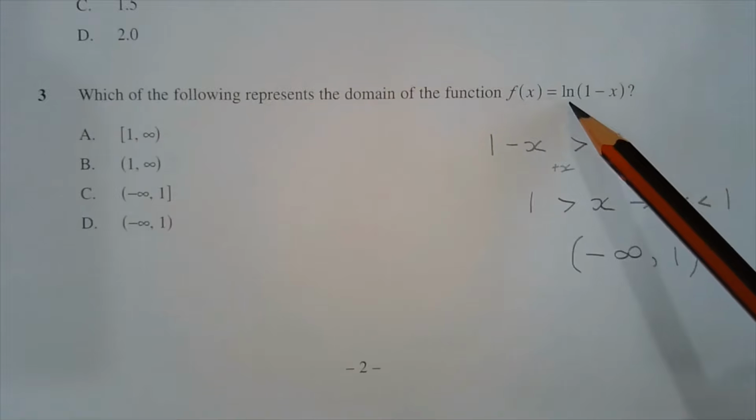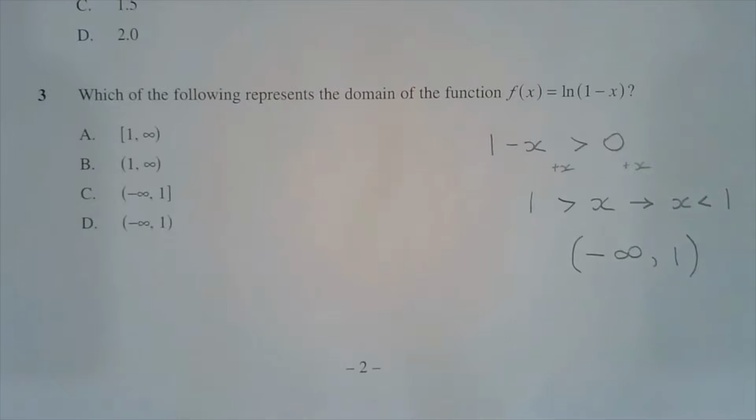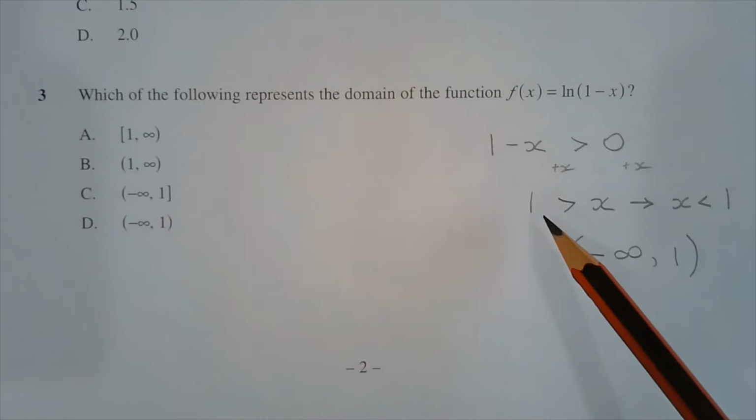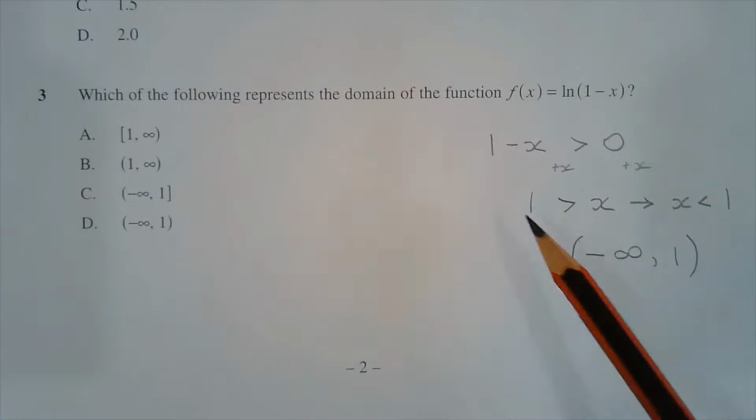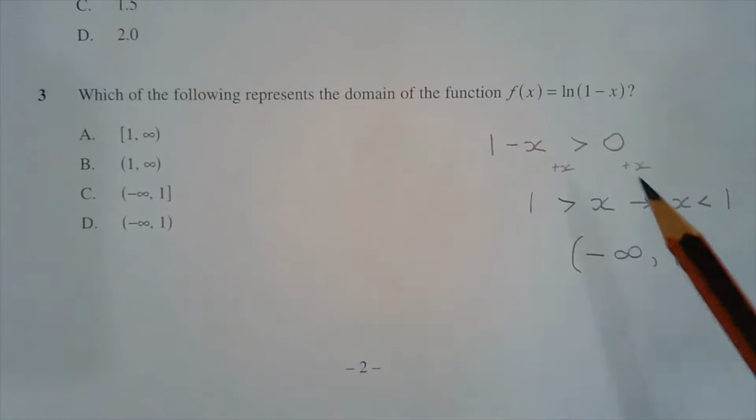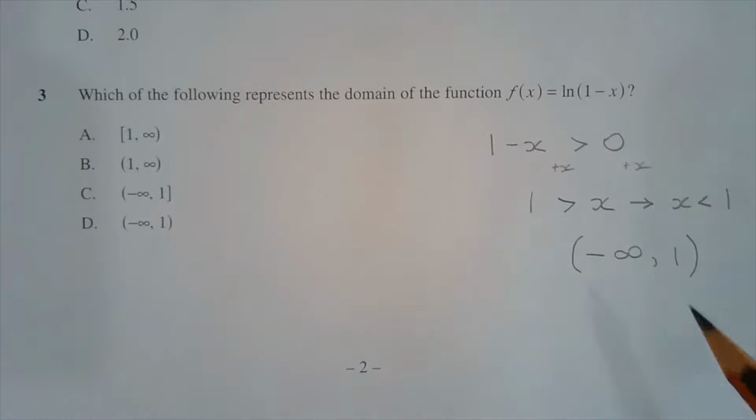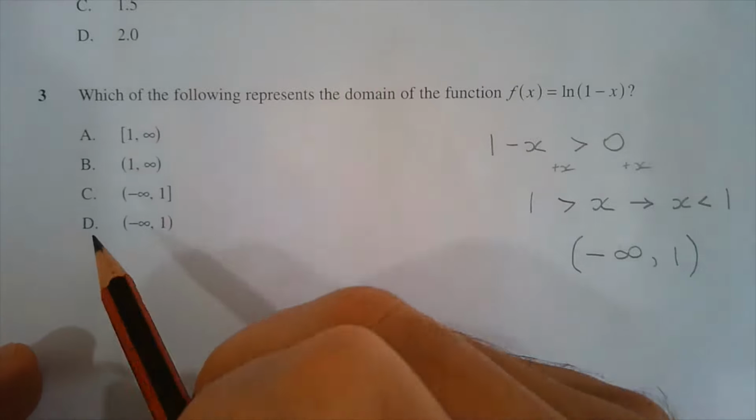The input to a logarithm function must be positive. Hence, 1 minus x is greater than 0. Solving this inequality for x, we can add x to both sides. We get 1 is greater than x. Rearranging the inequality so that the variable is on the left-hand side, x is less than 1. In interval notation, that's open bracket, negative infinity, comma 1, close bracket. The answer is option D.